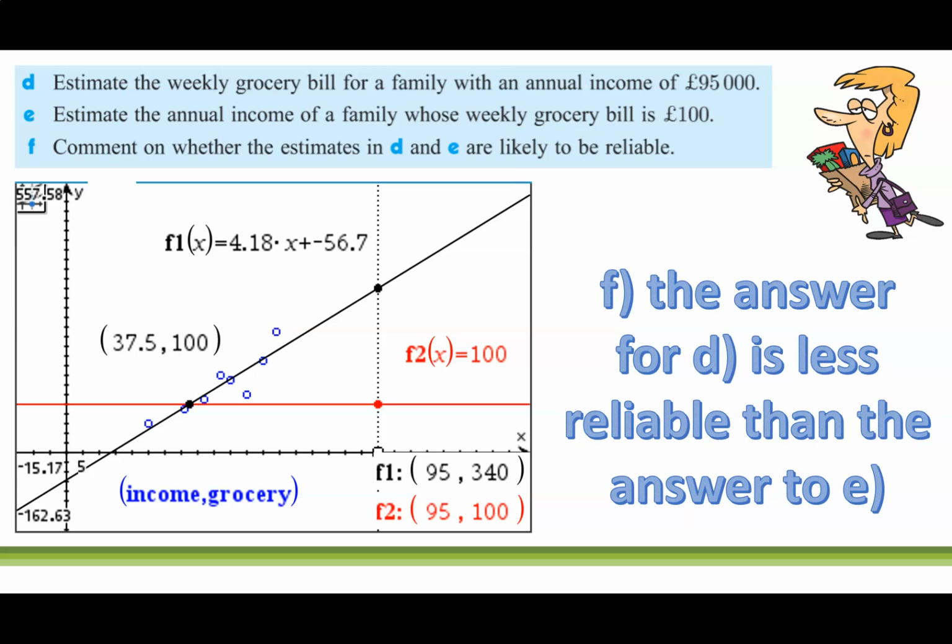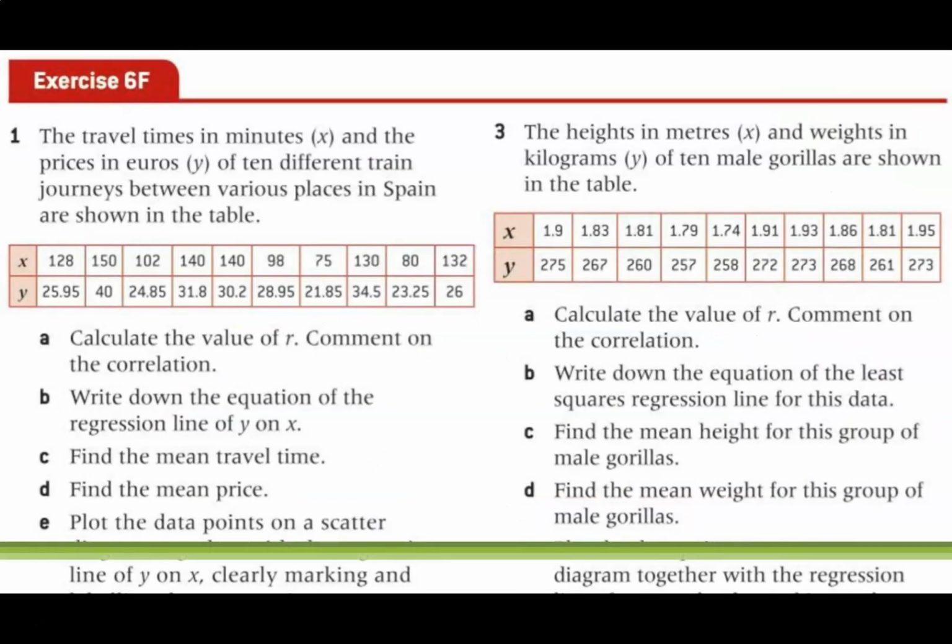Just because they earn more, it's a much more affluent family, doesn't mean they're just going to spend it all on groceries. They may have other things that they'd like to have. But E is probably more reliable because it's within the data field and therefore an interpolation. Not a guarantee, it's just probably more reliable.